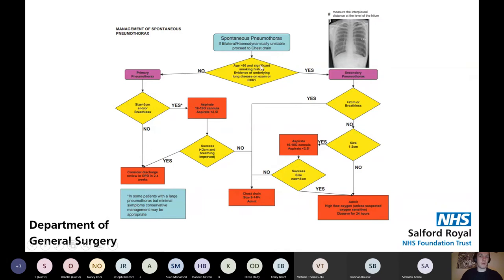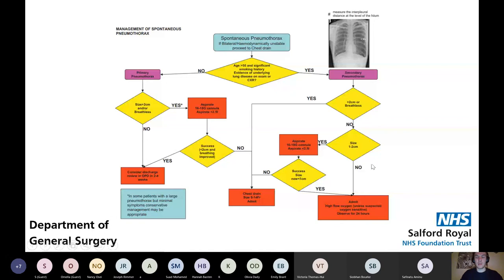If we change those parameters to being a 65-year-old man and he's got COPD, then we start following this pathway. So it's a secondary pneumothorax. It's bigger than 2 centimetres. That's when we put a chest drain in. If he's symptomatic as well, if it's smaller than 2 centimetres, so if it was that 65-year-old man, COPD, he's got a 1 centimetre pneumothorax, then we would aspirate.